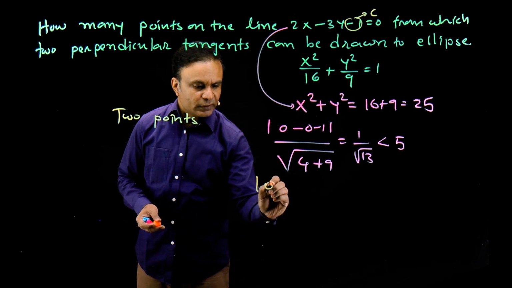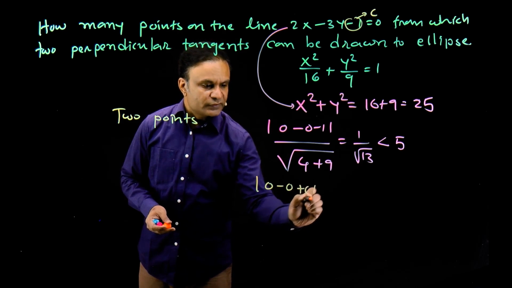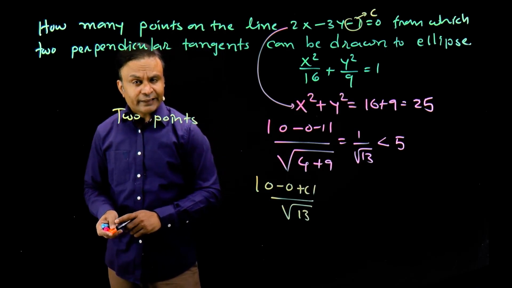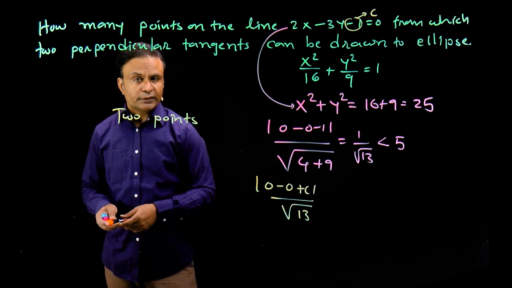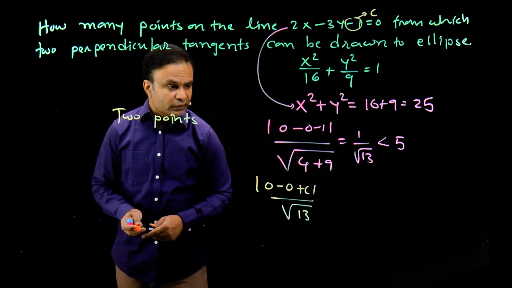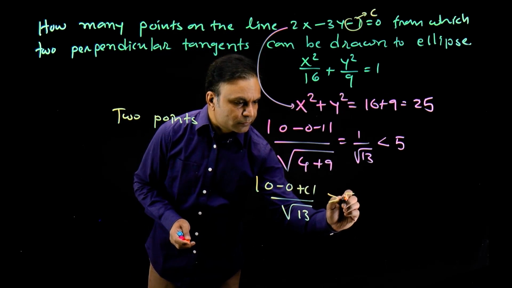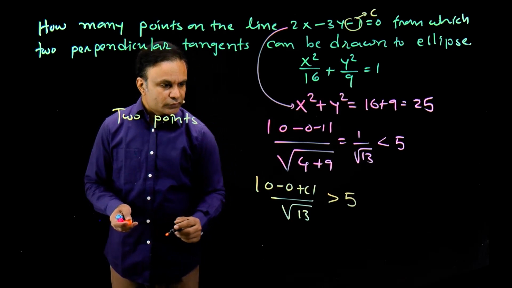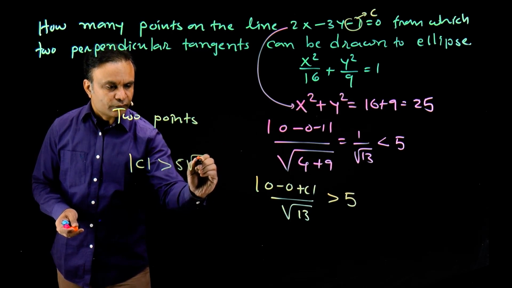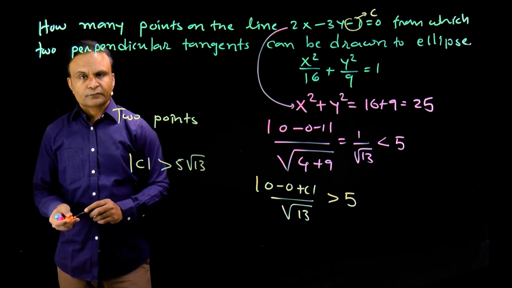Here the distance will be (0 minus 0 plus c) upon root 13, and when the line is not intersecting the circle, this distance of the center of the circle from the line will be more than the radius. Okay, so the value of modulus of c is greater than 5 root 13.